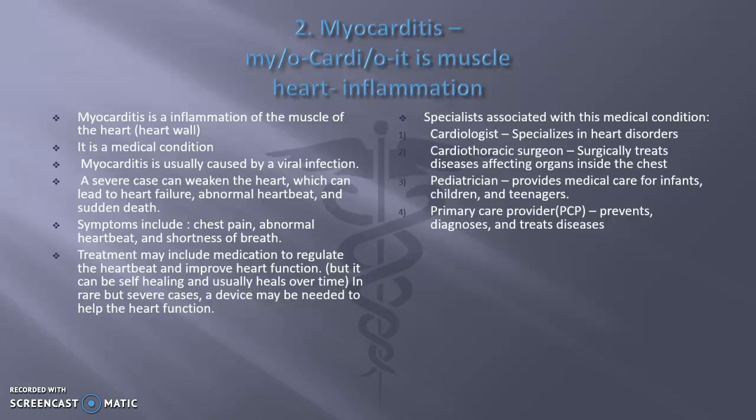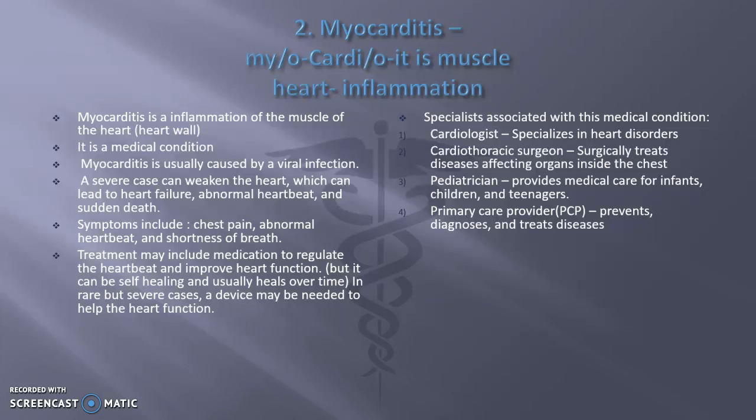The myocarditis is usually caused by a viral infection. A severe case can weaken the heart, which can lead to heart failure, abnormal heartbeat, and sudden death. So not good. Some of the symptoms include chest pain, abnormal heartbeat, and shortness of breath. Treatment may include medication to regulate the heartbeat and improve the heart function, but it can be self-healing and it usually heals over time. In rare but severe cases, a device may be needed to help the heart function.